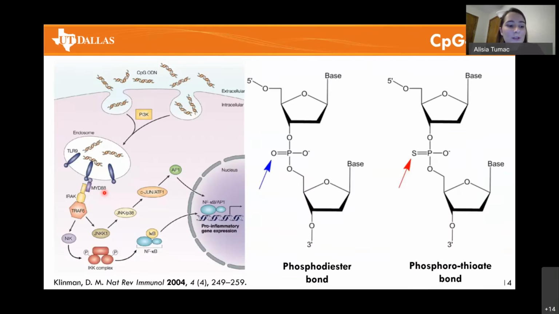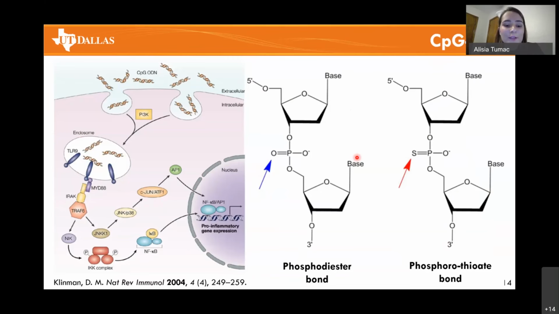Now that we saw the different kinds of adjuvants and how they work to enhance the immune response, I would like to discuss a particular pathogen-associated molecular pattern adjuvant that has been of specific interest to our lab. And this is the CpG oligodeoxynucleotides.